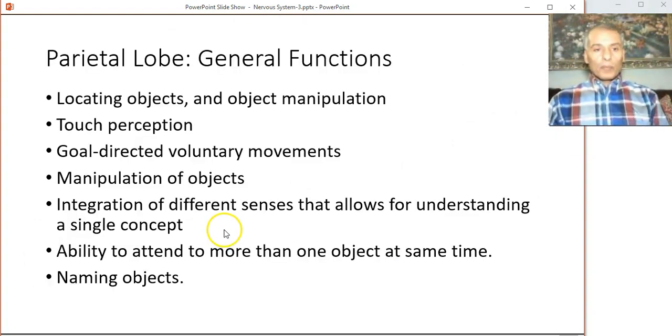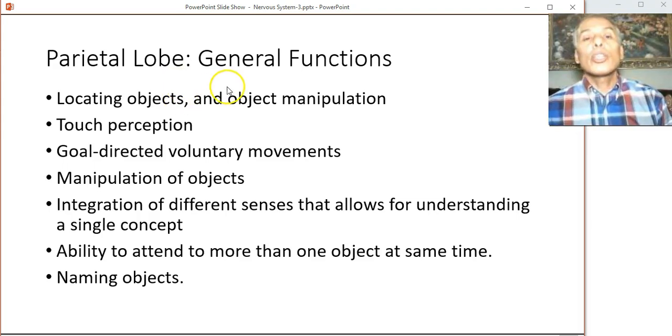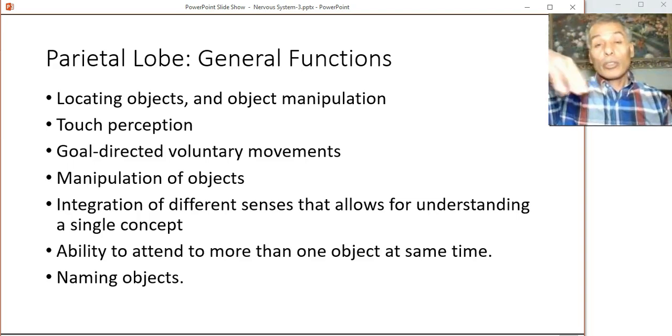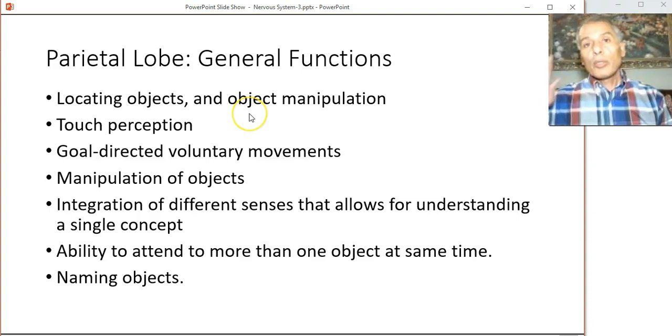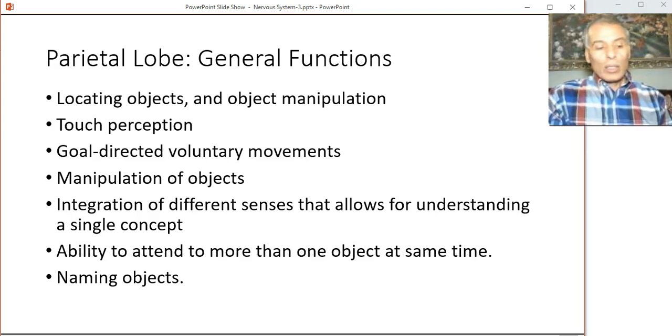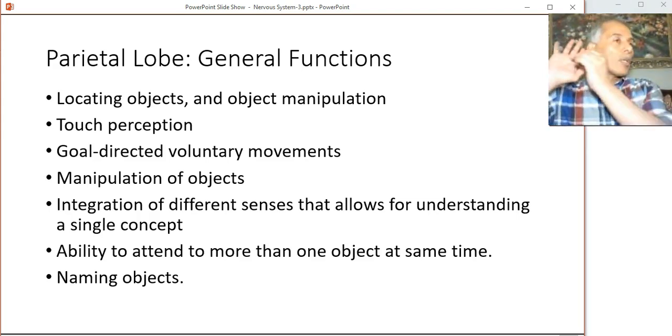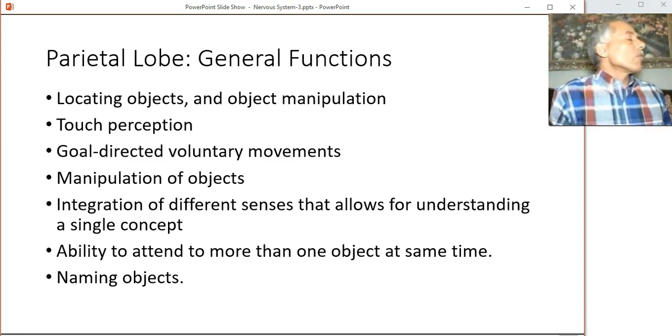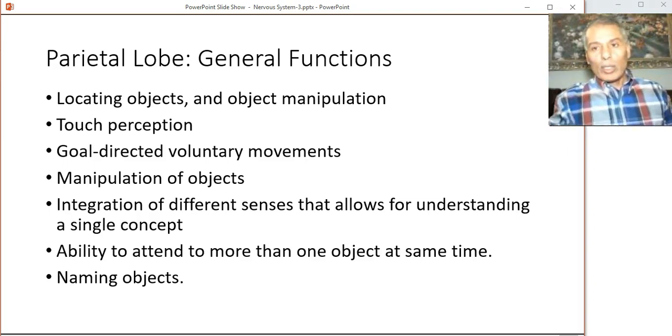All right. So these are the general functions of the parietal lobe, because it has to do with space and orientation of the body and the muscles and the structures in space, and with the sensations from your body. It enables us to locate objects, to manipulate objects. Close your hands and have someone put an object in your hand. If you are closing your eyes, you will never be able to know what it is.